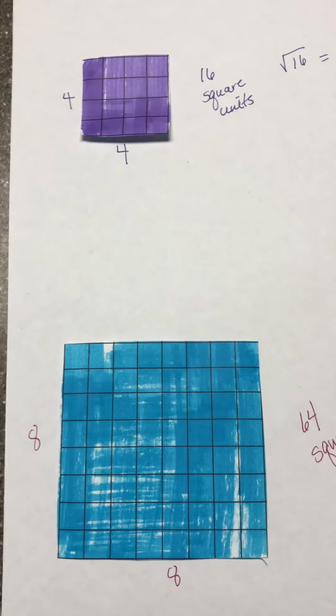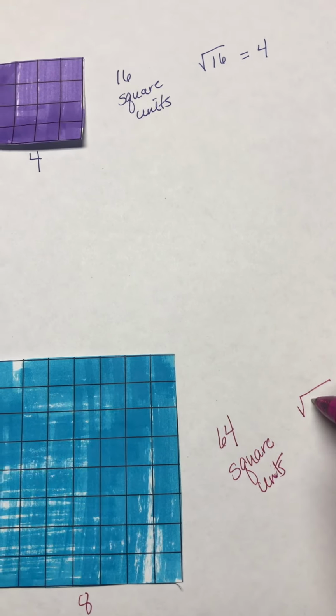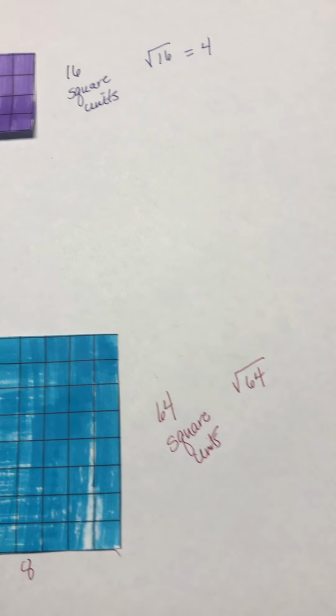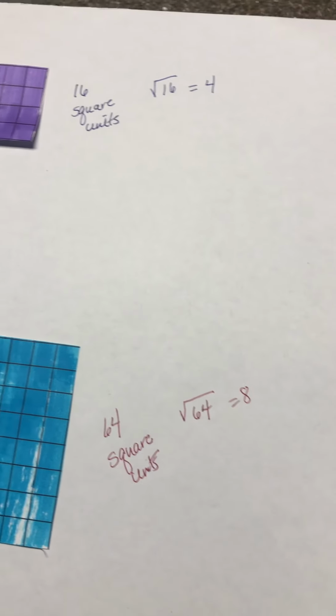Now, if you find the square root, that's a radical sign. It's a fun name to say, isn't it? The square root of 64 is 8.